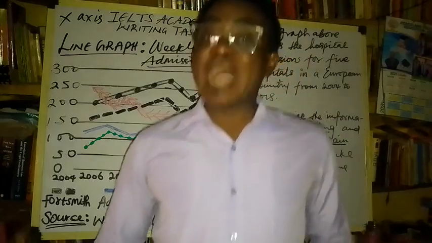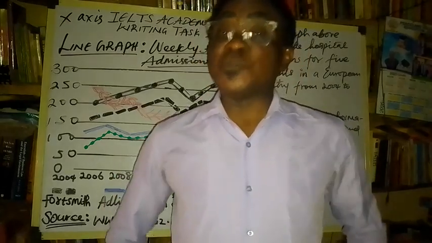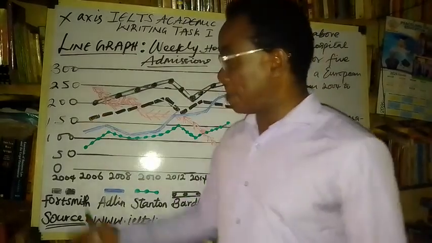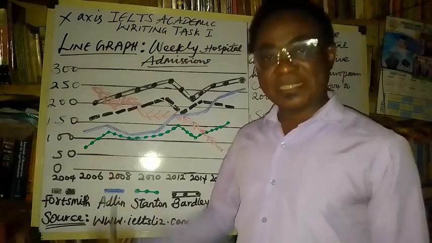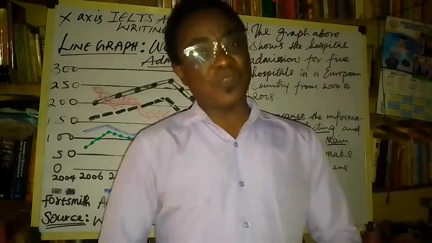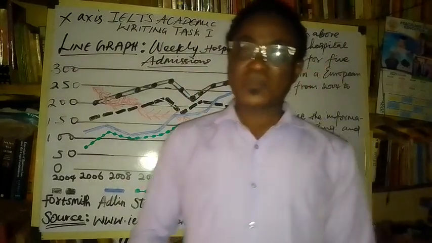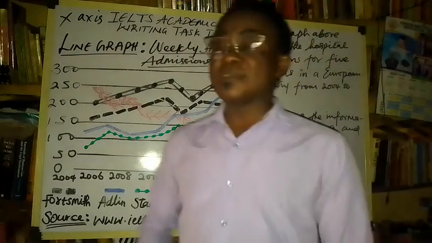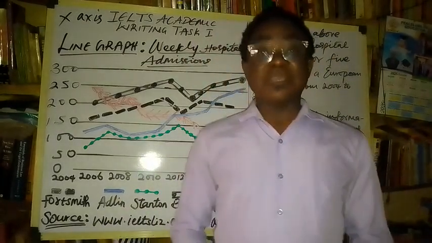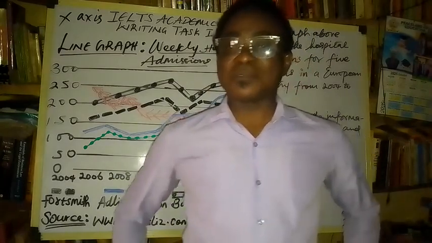Without having to include figures, such as the number admitted and the years, which are not to be included in the overall. Then after the overall, the second body paragraph, which is actually the third paragraph, comes in. This is where the analysis should be done.